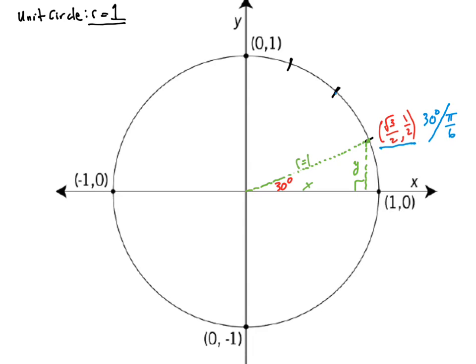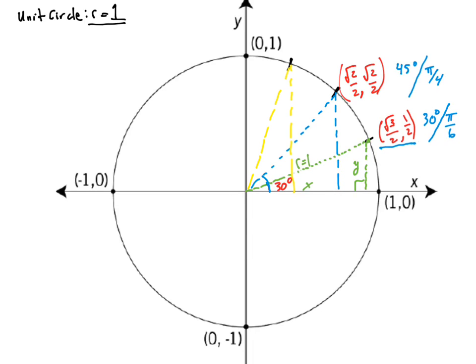Now, traveling around the unit circle, this next position has an angle of 45 degrees, so this central angle right here is 45 degrees, and the coordinates there are root 2 over 2 and root 2 over 2. So x is root 2 over 2, y is root 2 over 2. And then we know that the angle measurement in degrees there is 45 degrees, and the radian measurement is pi over 4.